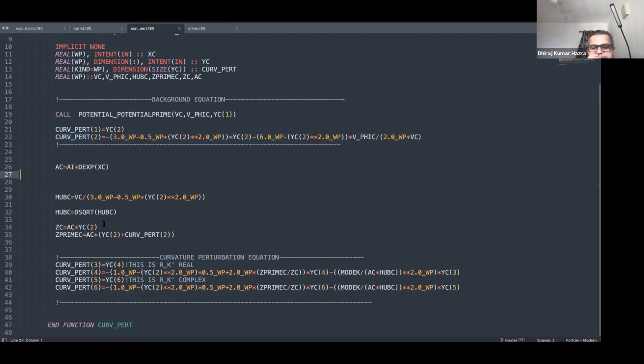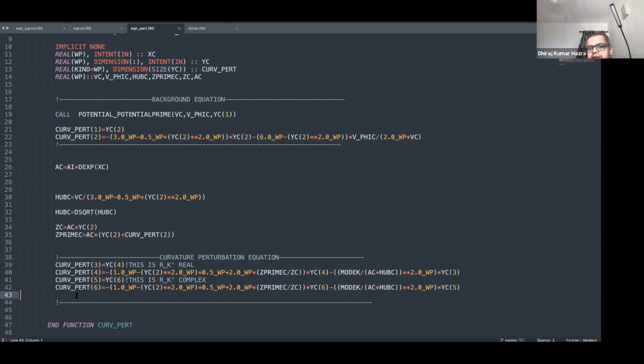Okay, you remember what is the R equation? R double prime plus twice z prime by z R prime plus k square R equal to zero. And we are solving that. So these are the four equations for the curvature perturbation. Why are there four? Because for the curvature perturbation initial condition, remember, the Bunch-Davies vacuum initial condition was v_k equal to 1 by square root of 2k e power minus i k eta.